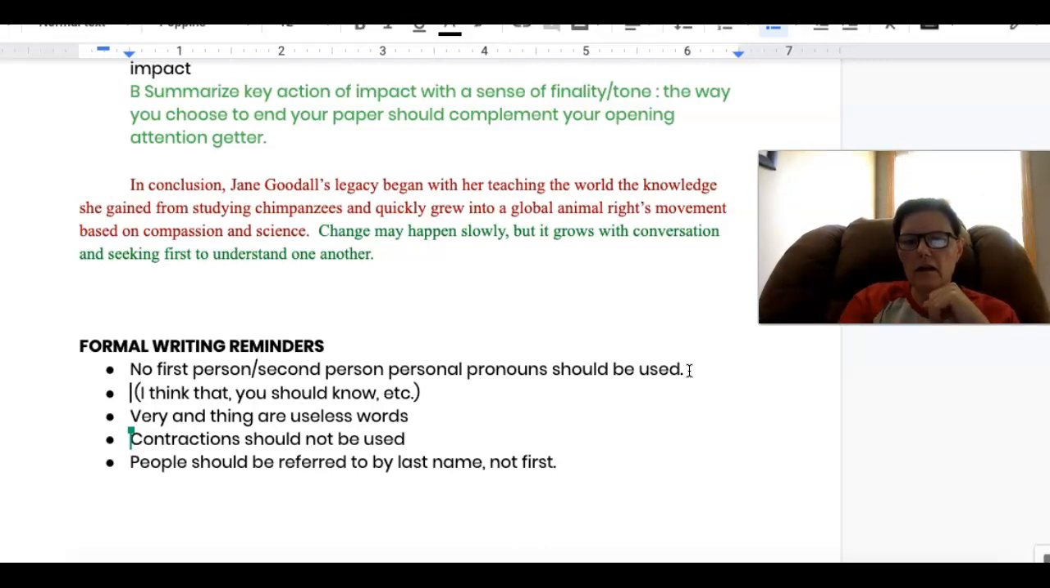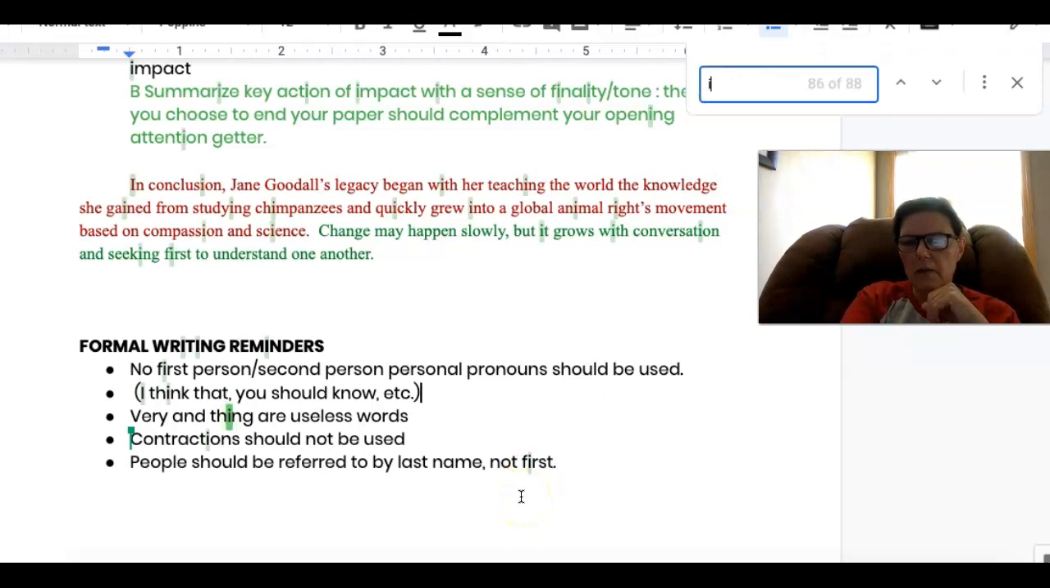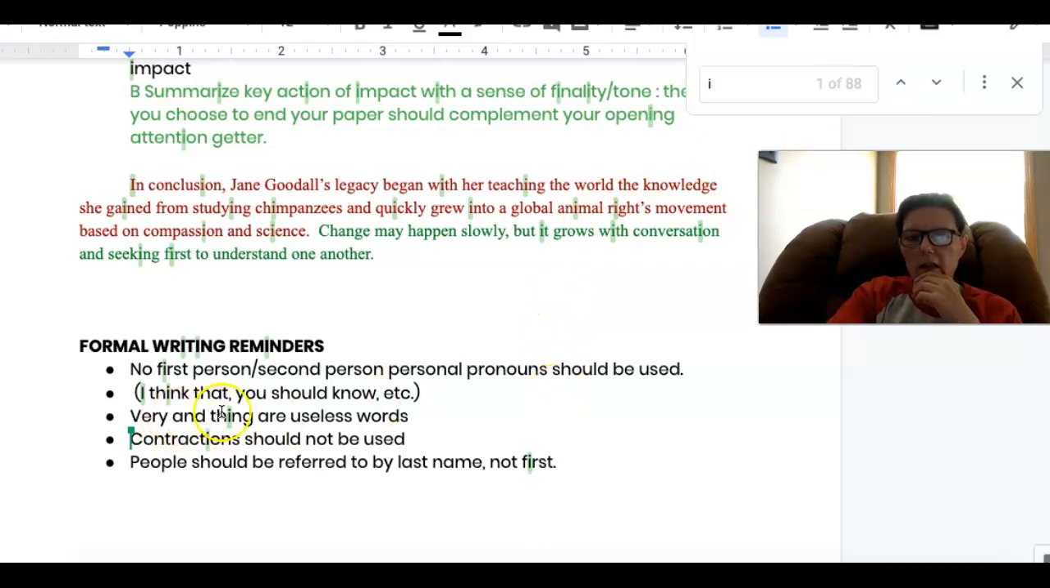My son taught me a nice trick with this. If you think you might have a lot of I's in there, do a Command F and type in the word I. I have 86 examples of I in my paper. And granted, a lot of the times it's within a word, but it really is a smart thing to do just to kind of cruise through your writing to make sure that you don't have I as just a standalone pronoun. The other thing is very and thing are useless words, so I would use the same tactic.